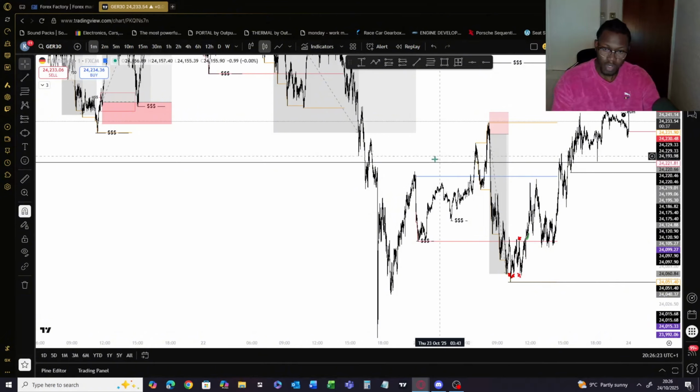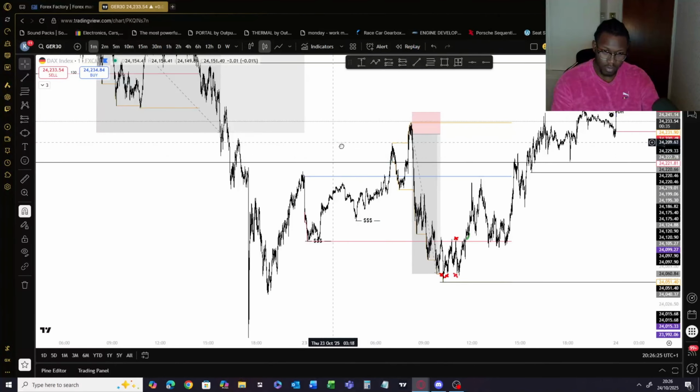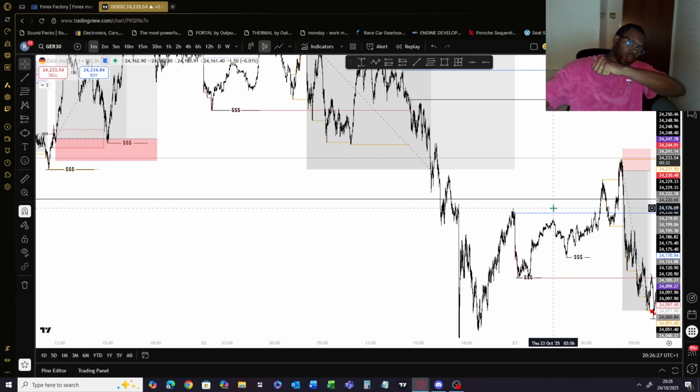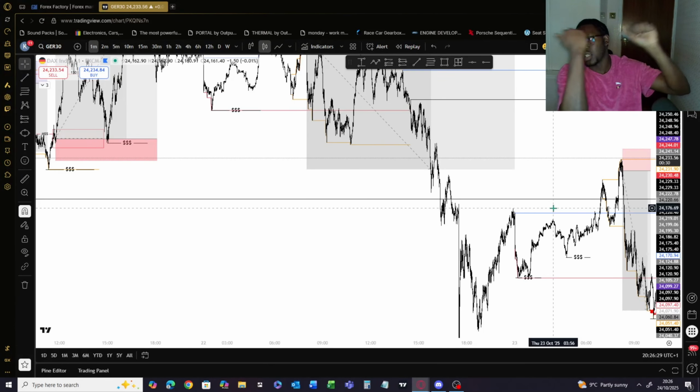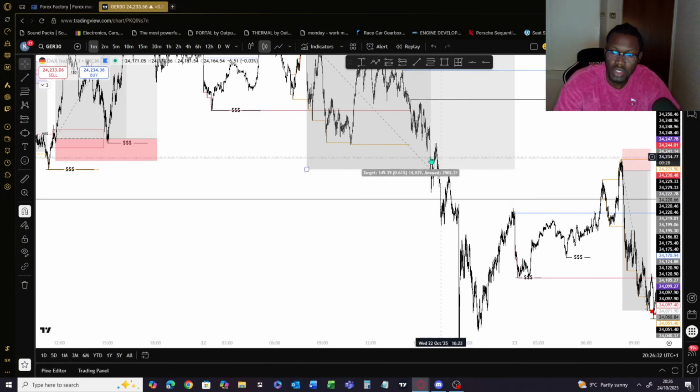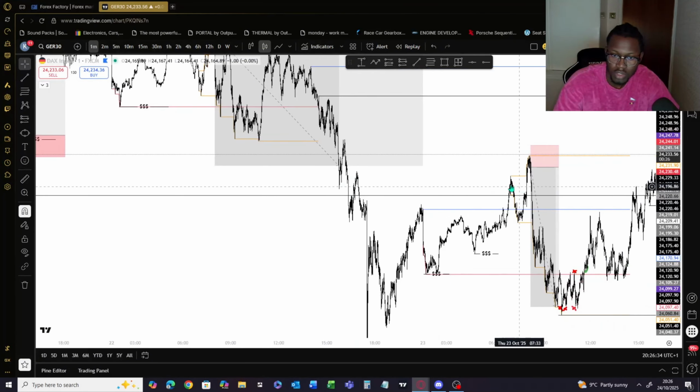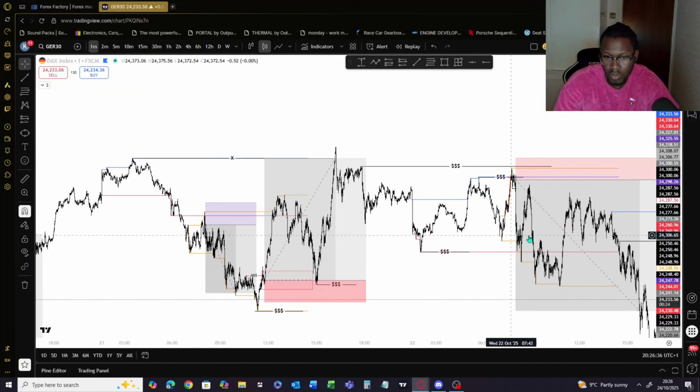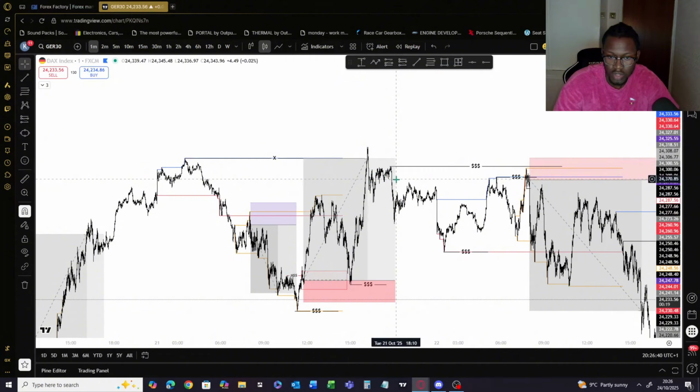So I'm thinking, mark out liquidity pools on the left. For you guys, it's the left. You can see liquidity pool here, swept. Let's go over here. Liquidity pool here and here, swept into the imbalance. Sweet.